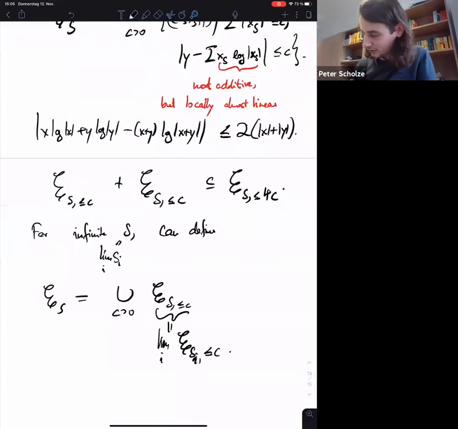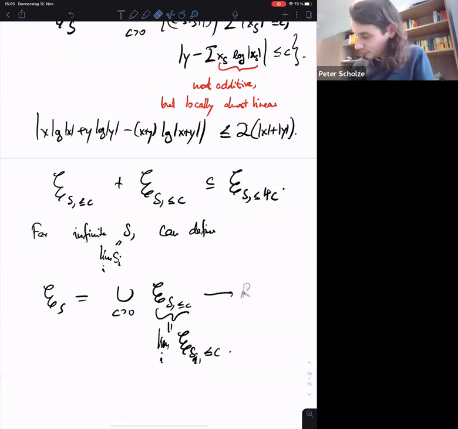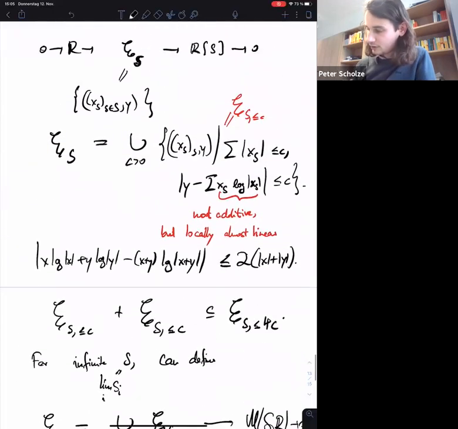And then because each of these intermediate things was somehow sitting in such an exact sequence, you can show that this is still an exact sequence with a similar thing, which here gives you the space of measures. If you forget about this Y, and then the kernel will be this y. These are real numbers.